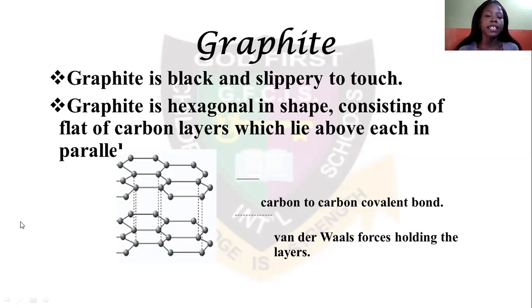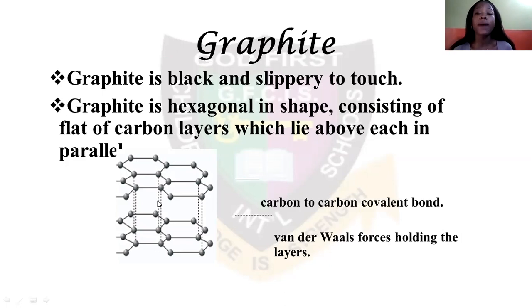Now, if you look at the image, you see the straight lines are carbon to carbon covalent bonds. Each of these represents a carbon atom. So you see carbon to carbon covalent bonds. Then you see dotted lines which show van der Waals forces holding the layers together. These layers are in parallel and they are held by van der Waals forces.